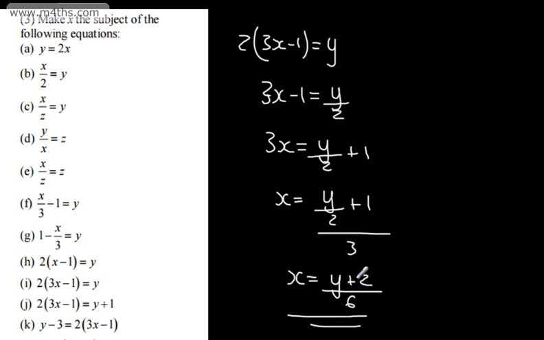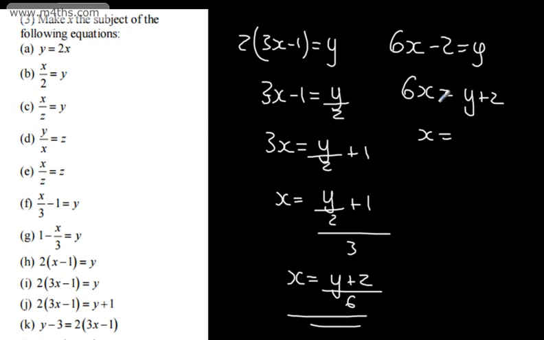If you don't like doing that, you could have argued that it would have been easy enough to expand the brackets. 6x minus 2 is equal to y. Adding the 2 to both sides, 6x is equal to y plus 2. Dividing both sides of the equation now by the 6, we get y plus 2 divided by 6. And you can see we have exactly the same thing.